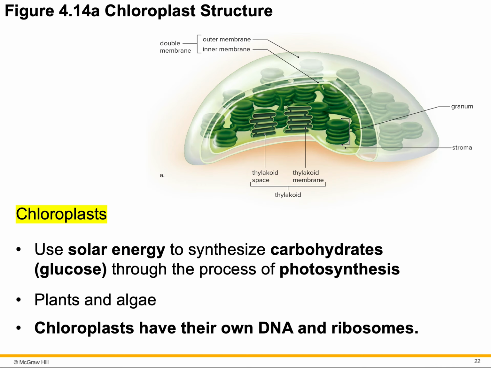We mentioned with the chloroplast that it does make sugar. The way that it makes the sugar is it's going to use the sun. The sun will hit the photosynthetic pigments, and then it is able to make sugar out of that. Actually, it's amazing, right, that it can do that. So they use solar energy to make carbs, which is glucose, through the process called photosynthesis. Plants can do this, algae can do this.